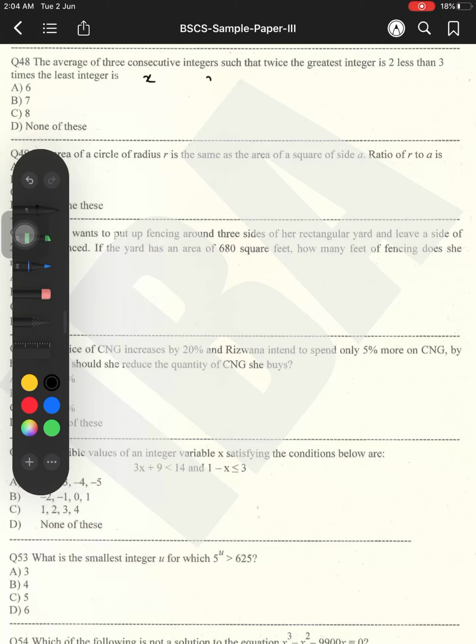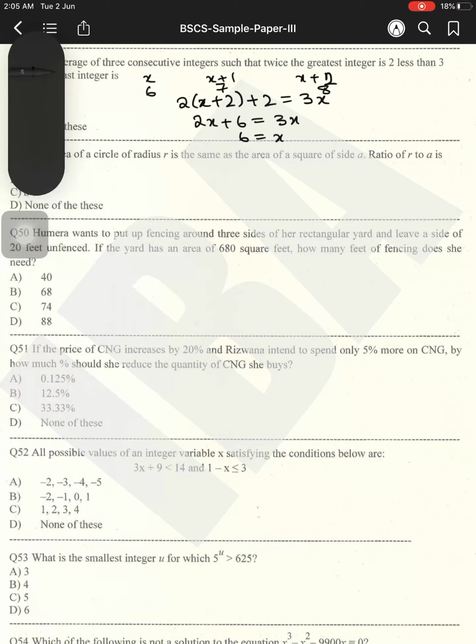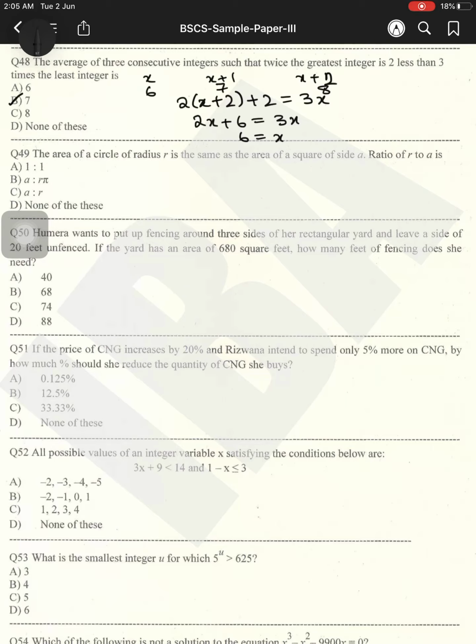In this next question, he says 3 consecutive numbers x, x plus 1, x plus 2. And then he says twice the greatest integer, which is x plus 2, is equal to 3 times the least integer. So that is x. 2x plus 4 is equal to 3x, and 2x plus 4 plus 2 gives 6 is equal to x. So this is going to be 6, this is 7, and then this is going to be 8. So it's going to be B.